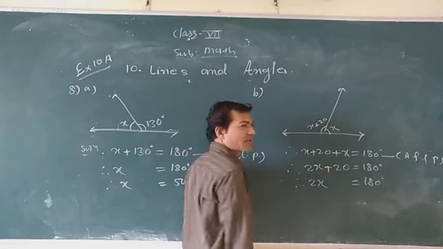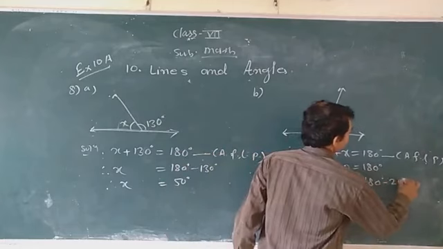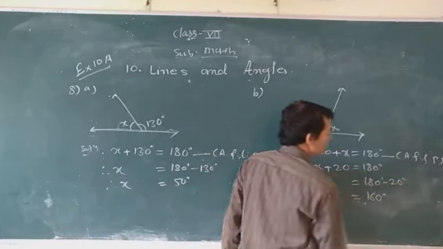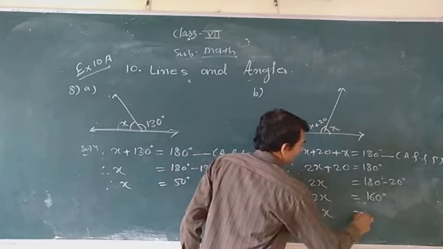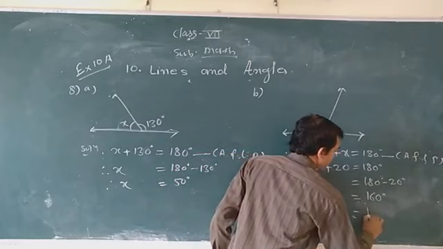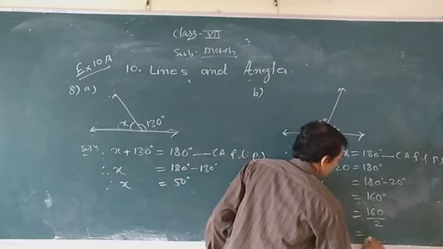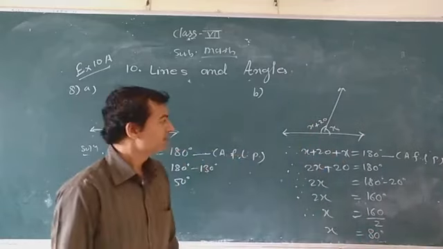ये 20 आप ट्रांसफर करोगे उधर, प्लस है तो माइनस हो जाएगा, माइनस 20, मीन्स 2x इज इक्वल टू आता है 160 डिग्री. 2x इक्वल टू 160 तो x इज इक्वल टू व्हाट? तो ये डिवाइड हो जाएगा, 160 डिवाइडेड बाय 2 मीन्स x इज इक्वल टू कितना, 80. x is equal to 80 degrees. So in this we can find it.